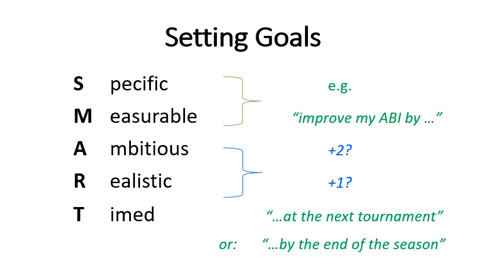Now, the decision about how much we hope to and plan to increase our ABI is a matter of finding the right balance between a goal that's ambitious enough to be inspiring and motivating and one that's realistic enough to be achievable.